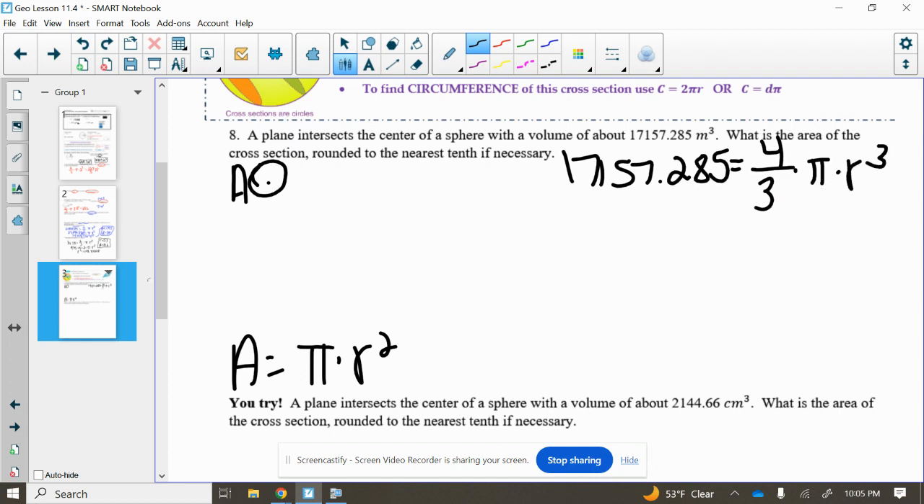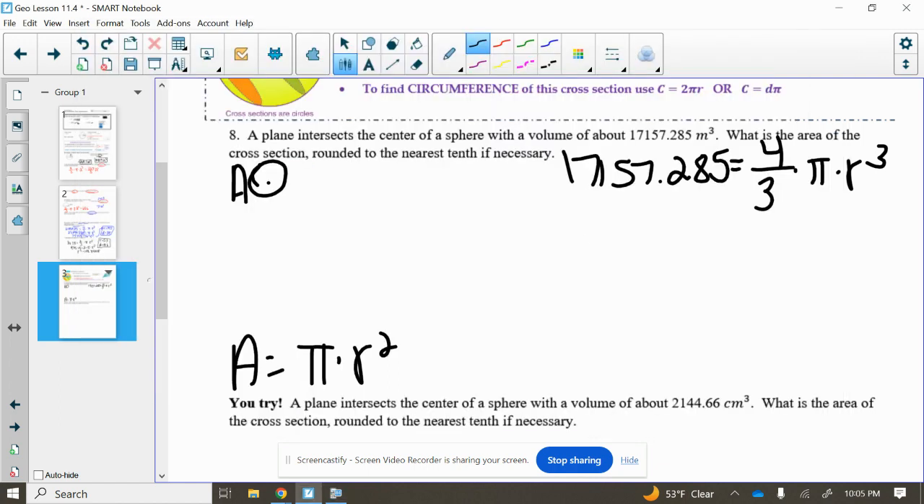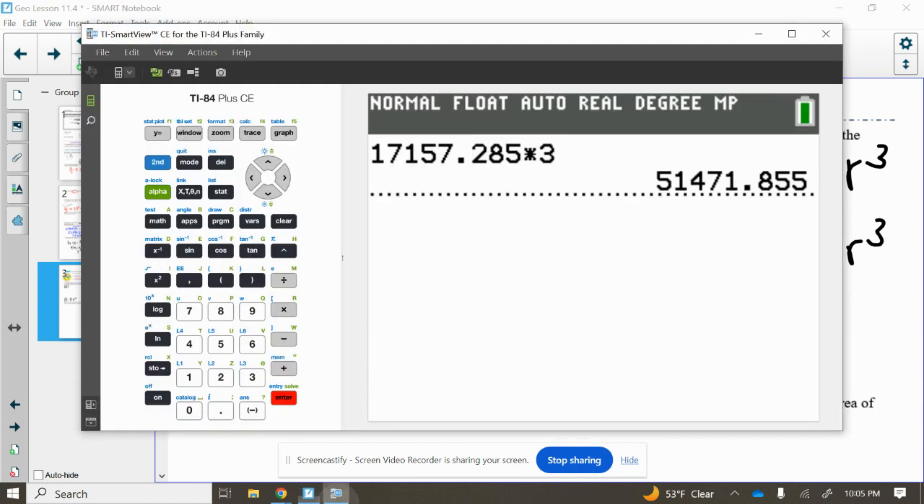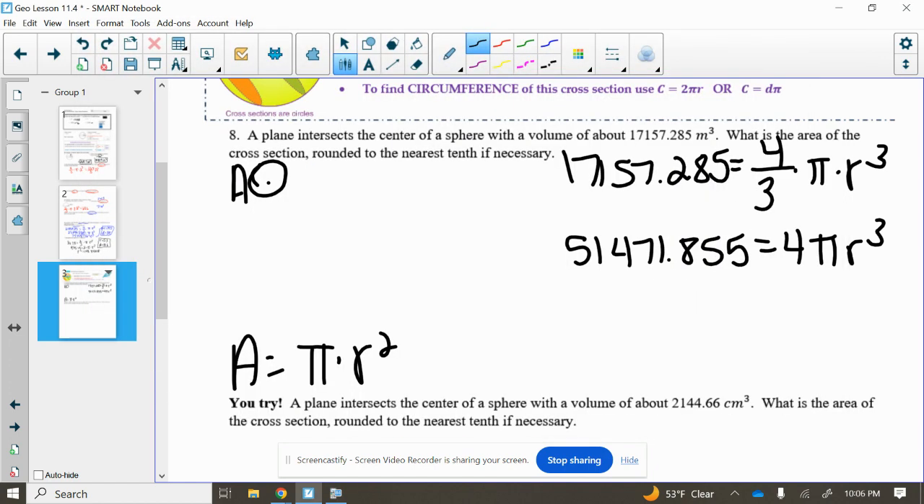just like we did in the previous problems. So again, we're going to take that value of the volume that they are giving us. This time that's 17,157.285. And we are going to multiply that by the 3 because now this 51,471 is equal to 4 pi r cubed because we multiply both sides by that 3. Next step is we are going to divide by the 4, and then we can also divide by the pi so that we get r cubed by itself. It's 4,096, and then a whole lot of zeros after, right?